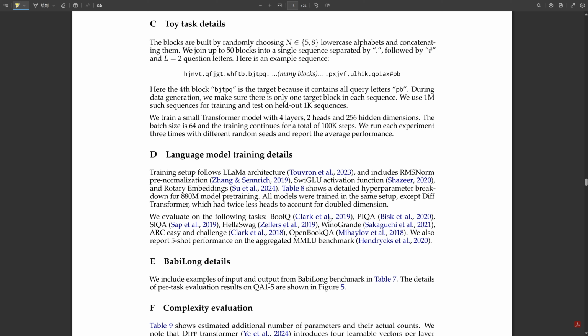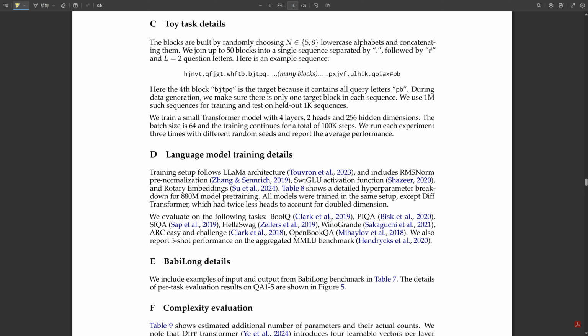Exactly. You mentioned that standard transformers struggled with this. Yeah, they found it surprisingly hard, especially as the number of question letters went up, because with standard attention, you have to cram all those question letters into one query vector to match it against a block that has all of them. As the number of letters grows, that just becomes too much information for a single vector to handle. It's like trying to fit a square peg in a round hole. It just doesn't work.